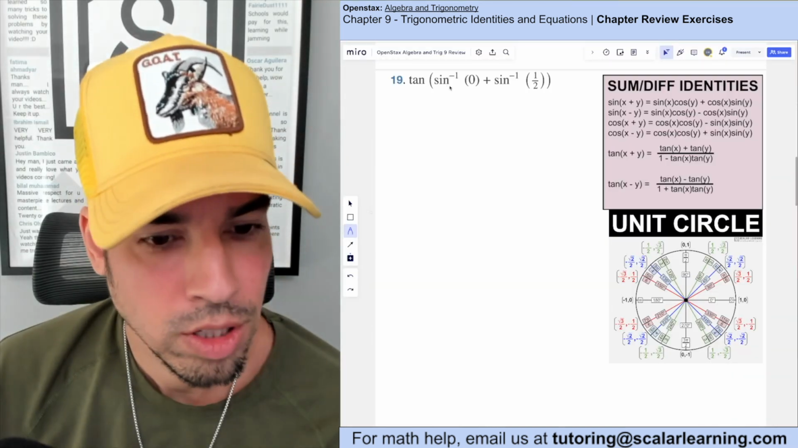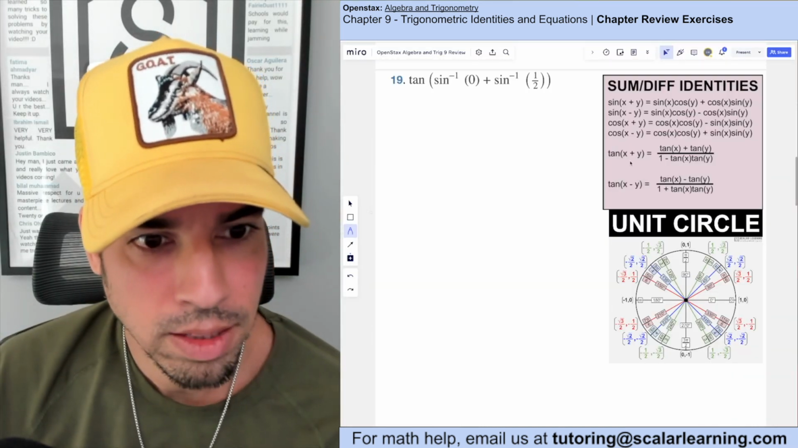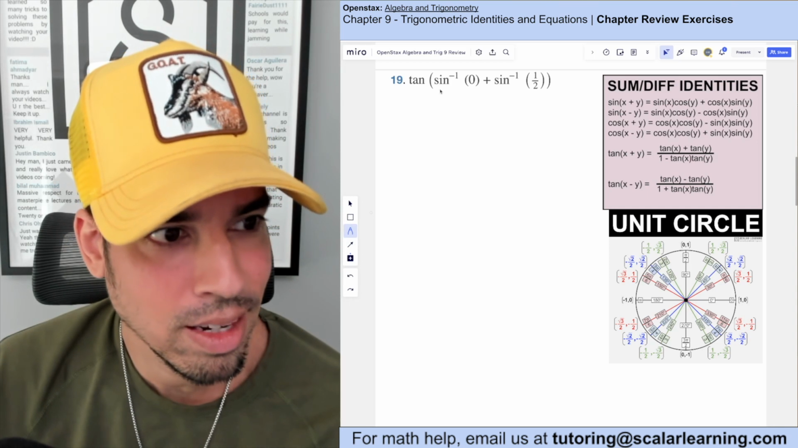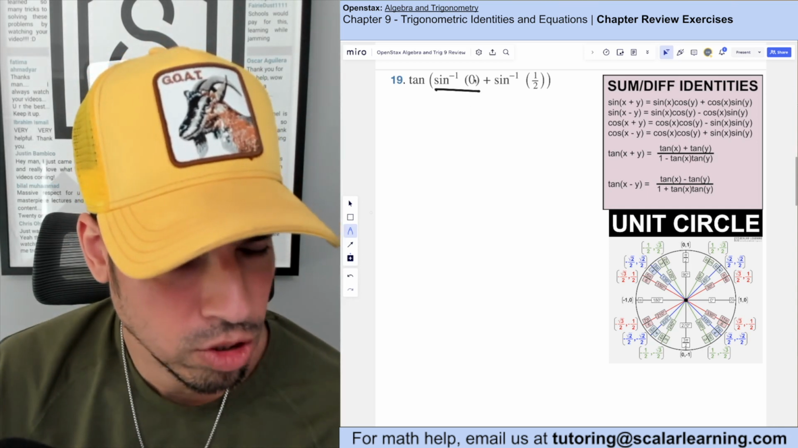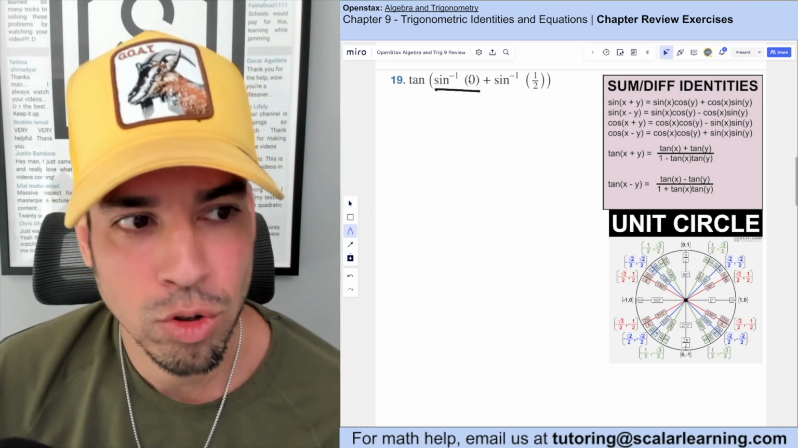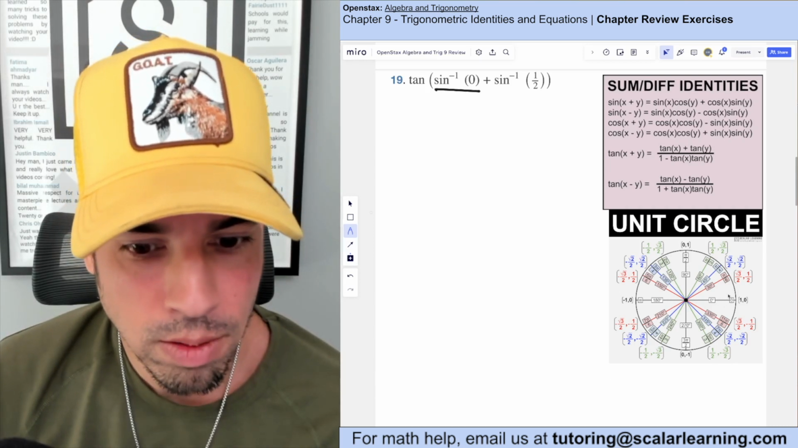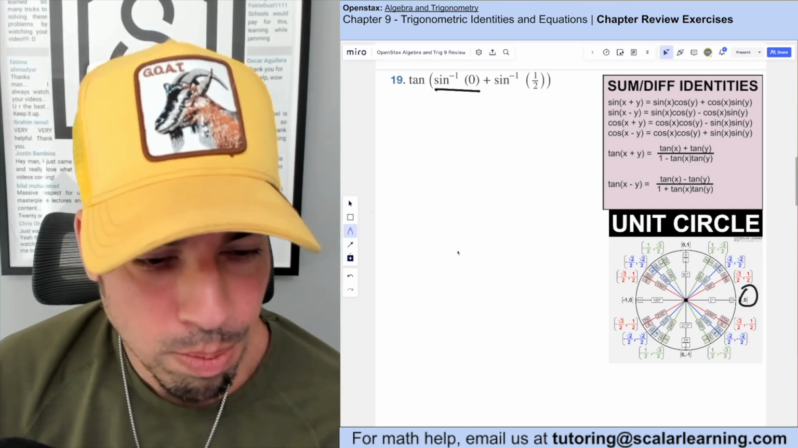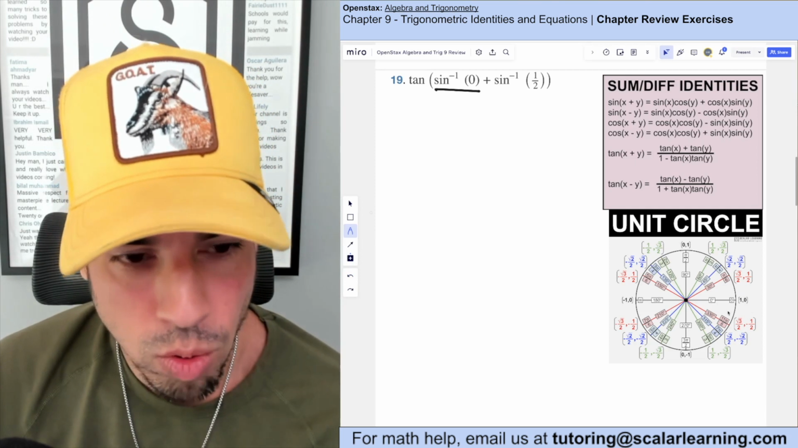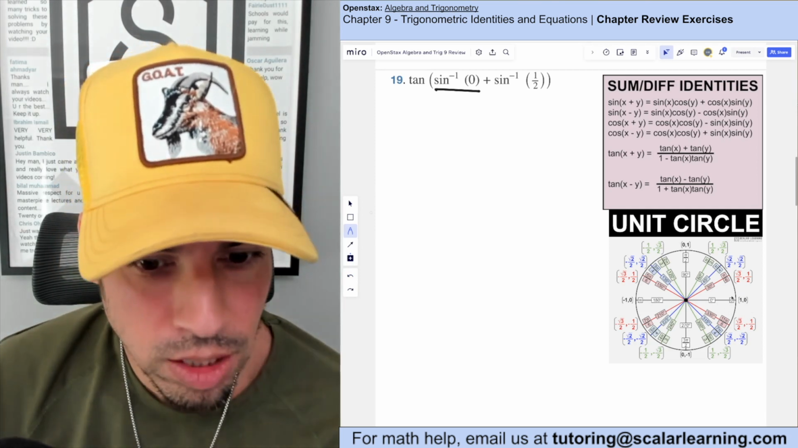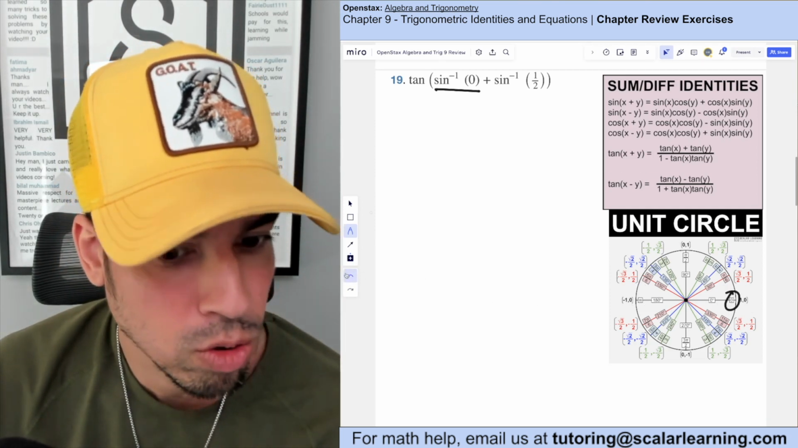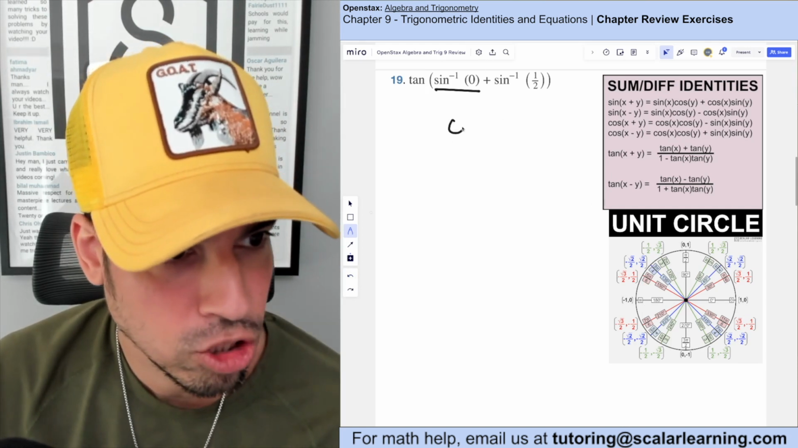So for this one, I could use the angle sum identity for tangent, but instead I can evaluate what arc sine of 0 is, because arc sine of 0 is really saying for what radian value am I getting an output of 0, meaning a 0 y coordinate. That's pretty much happening here at 0 and pi. So this is going to evaluate to just 0 radians.